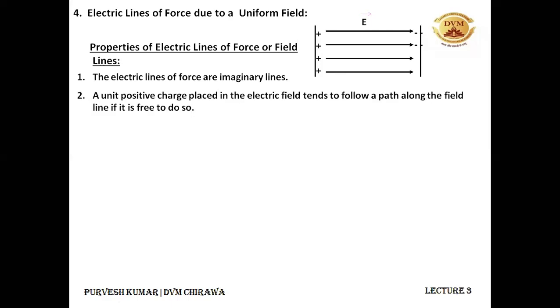Secondly, a unit positive charge, if placed in an electric field, will follow the path along the field line if it is free to do so. So if I place a charge of 1 coulomb over here, it will move along this line.